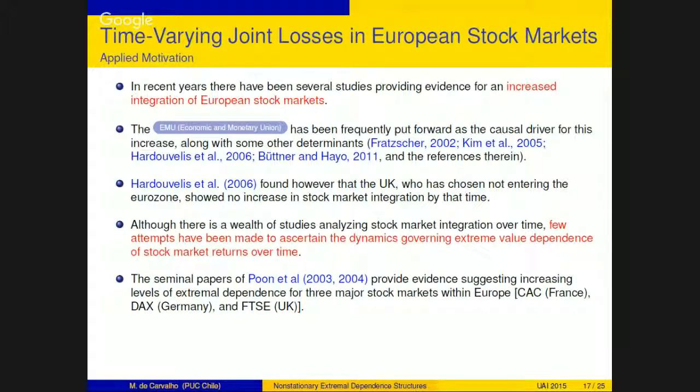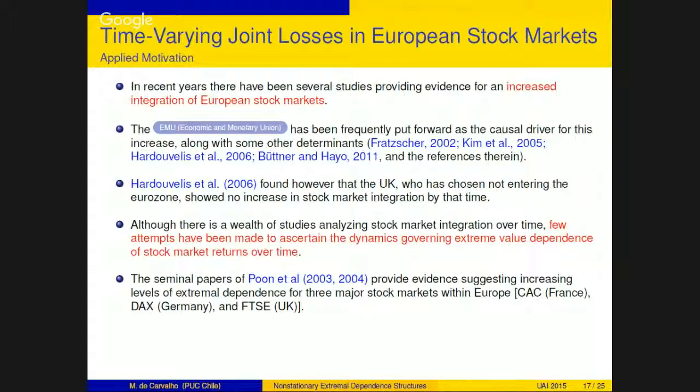Well, Statistica Sinica is a very good journal on statistics. The other one is, I would say, the second top journal on finance, the Review of Financial Studies. And in this paper, what they do is something rather arbitrary.